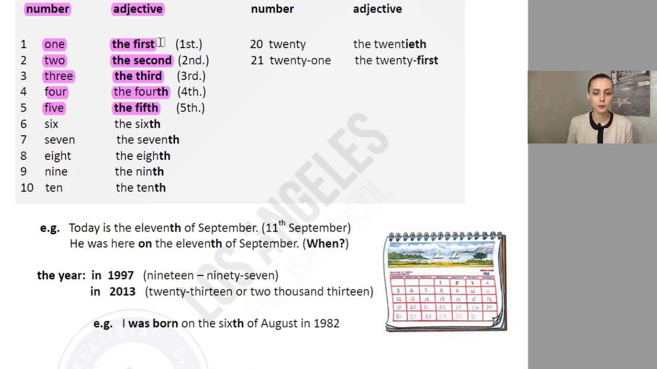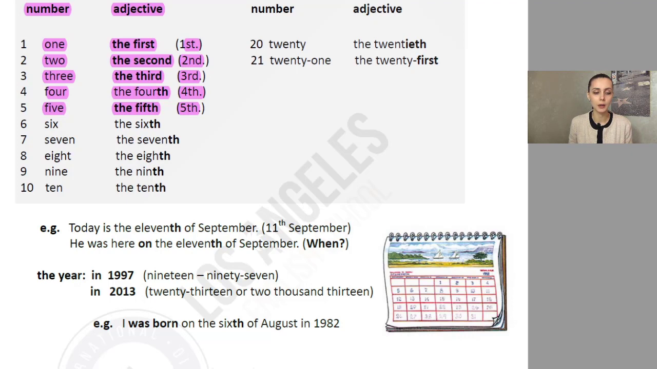And you can also see how you can write the contraction. You write down the number and then the last two letters. So for example, it would be 1st, 2nd, 3rd, 4th, and 5th, and so on. You just write down the last two letters.